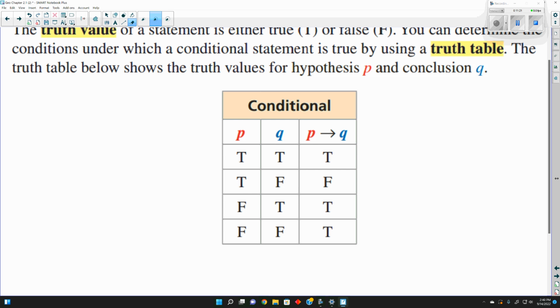It's pretty much if this class is currently in Texas, then we have a test tomorrow. Are we in Texas? No. I mean, the whole statement doesn't make any sense to begin with, so the whole thing is true for the overall value.